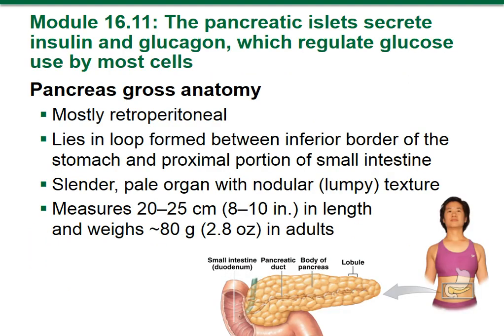Okay, we're going to move into the pancreas. The pancreas is mostly retroperitoneal, so behind the peritoneum. It lies in the loop formed between the inferior border of the stomach and the proximal portion of the small intestine. So in our models, often you'll see it connected to either the stomach or the beginning part of the small intestine. Very slender and pale, lumpy.